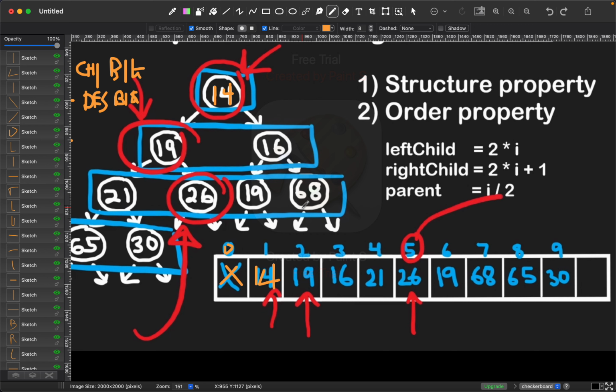Similarly, if I want to find my parent, I just make sure I always round down. So for Mr. 26, I want to see who my parent is. 5 divided by 2, 2.5, round down, I get 2, which is 19. Yeah, 19 is the parent. So as you can see, we can use this formula to find out.